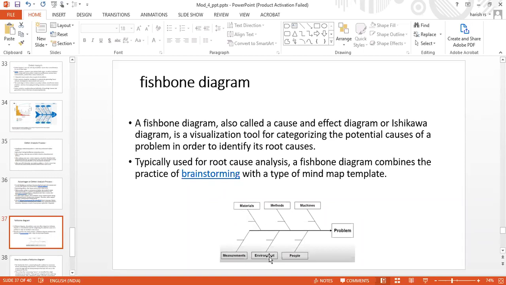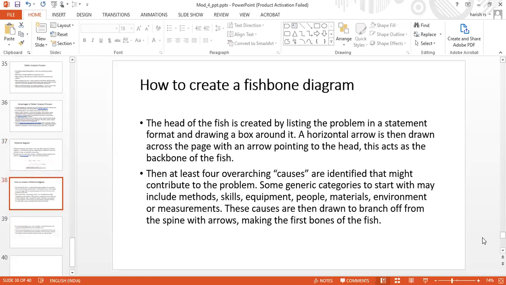Environment, you can put as coronavirus. People, positive cases. Like this, measurements, they are not able to stop the coronavirus. There is no vaccine for it. So all those plannings become the measurements, what they are lacking. So putting all of them together will be the solution for the problem. So that is about the backbone, that is the fishbone. Now, how do we create the fishbone?